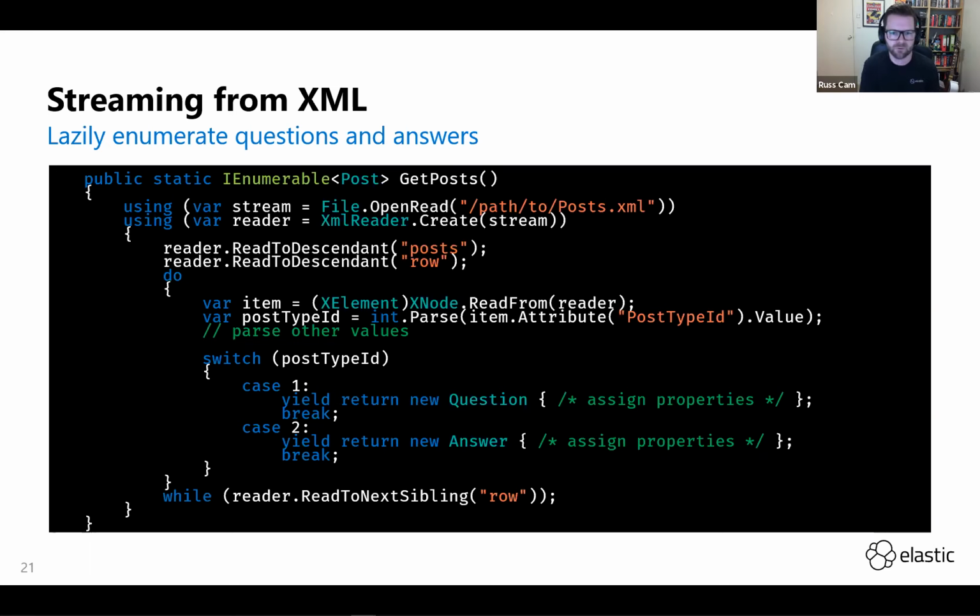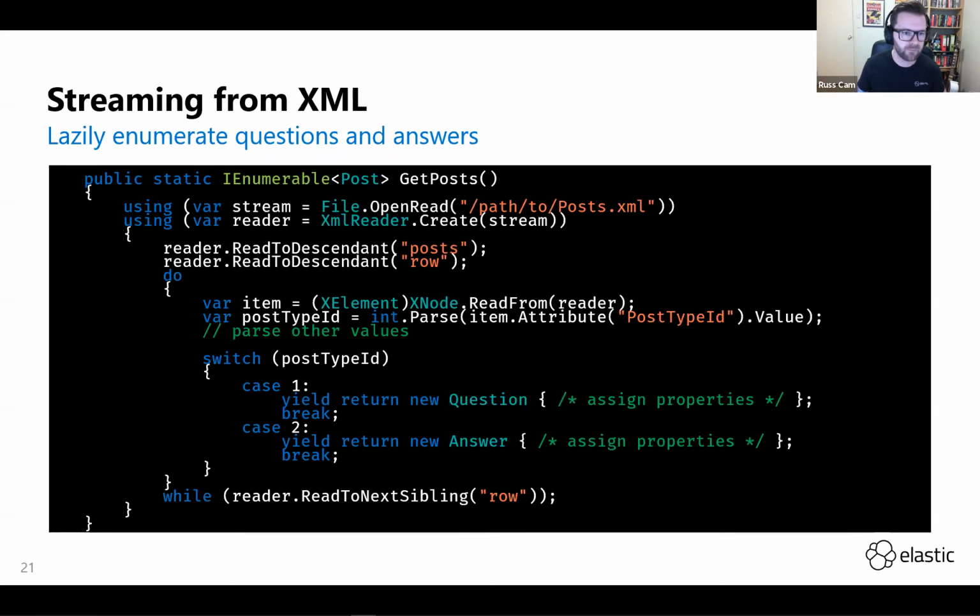The most crucial part here is that we're actually just going to return out these questions and answers from this particular method. What that allows us to do is return that individual question or answer back to the caller, and it suspends the streaming from that XML file at that point. Then when the caller asks again for the next question or answer, the code continues from that suspended point.